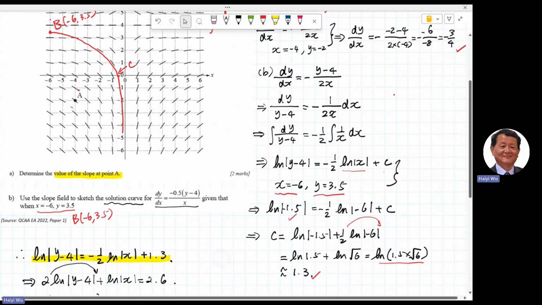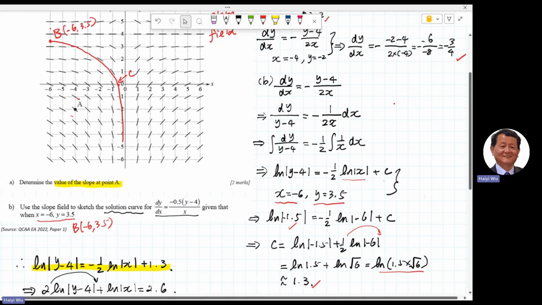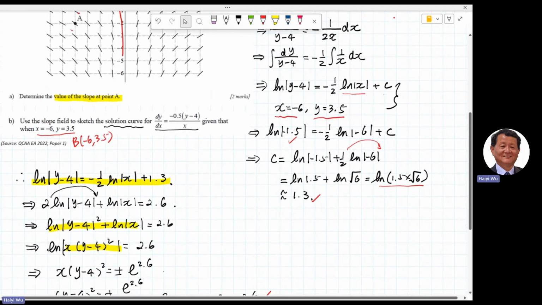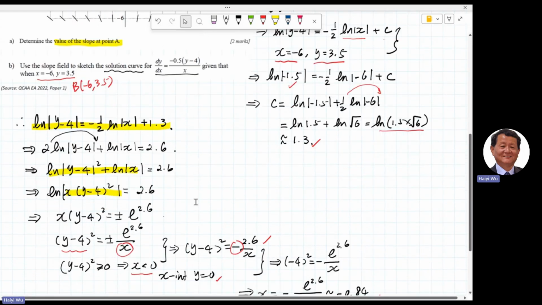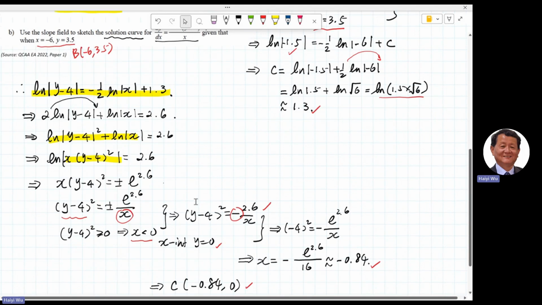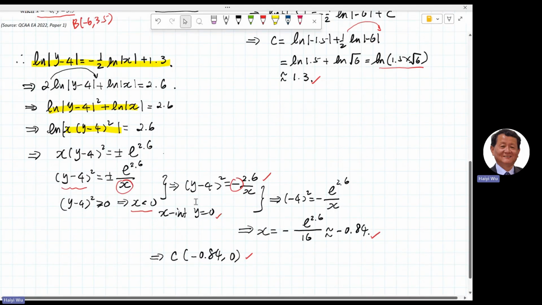So that's the curve we draw for the solution of the differential equation. That's the other question. It's a little bit hard because it involves solving a differential equation and also using log laws. So hopefully you understand what I have done.